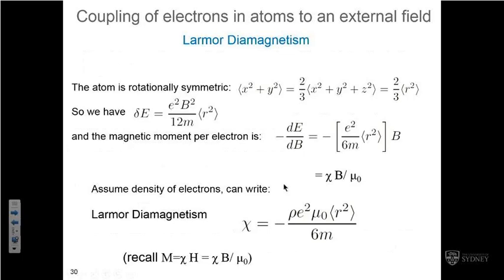So this is the last slide that I will show for today. This is what we had before. We are now putting in that 2/3 r squared, and we are differentiating again the energy with respect to the magnetic field to get the magnetic moment. And we recognize that the magnetization or the magnetic moment is equal to the susceptibility times the magnetic field divided by μ0. You can put these two over the other side and solve for the susceptibility. And when you do that, you get this expression here.